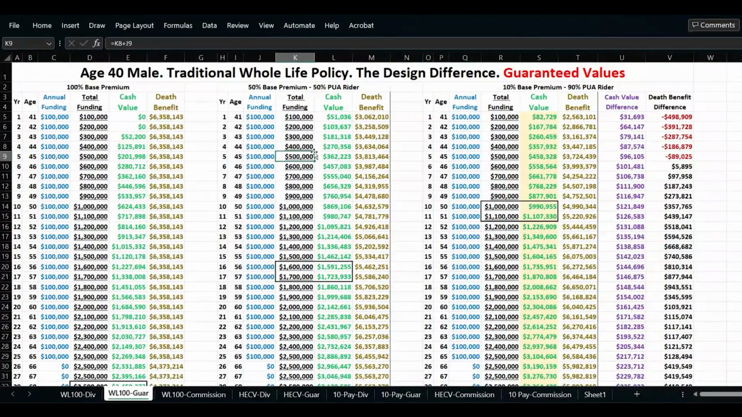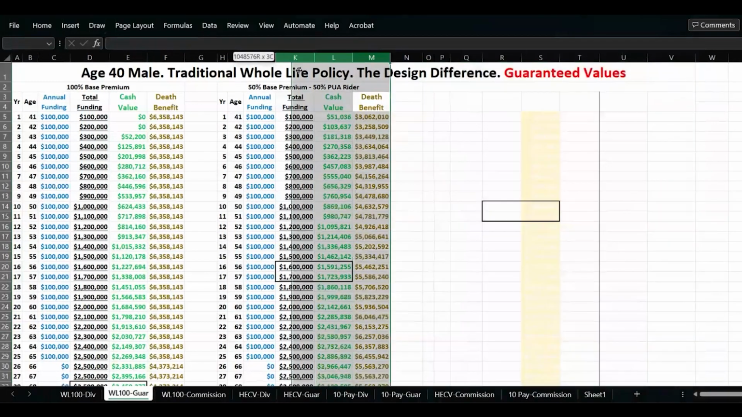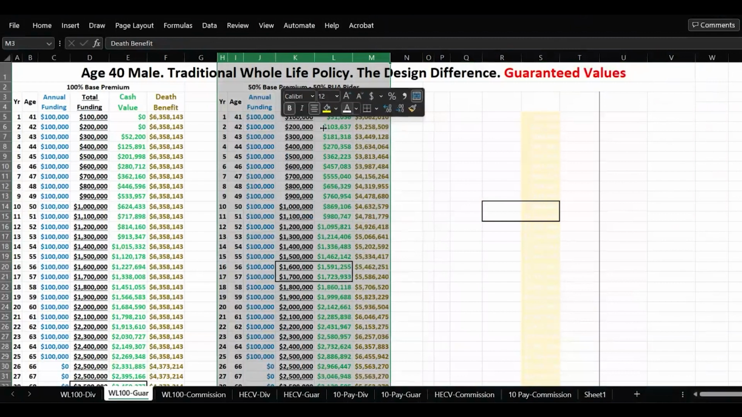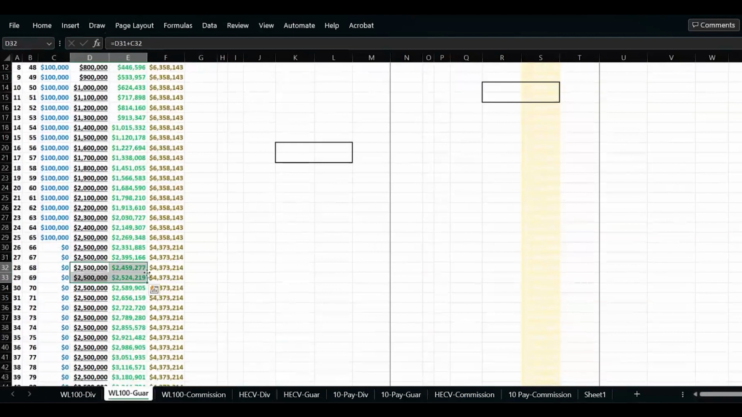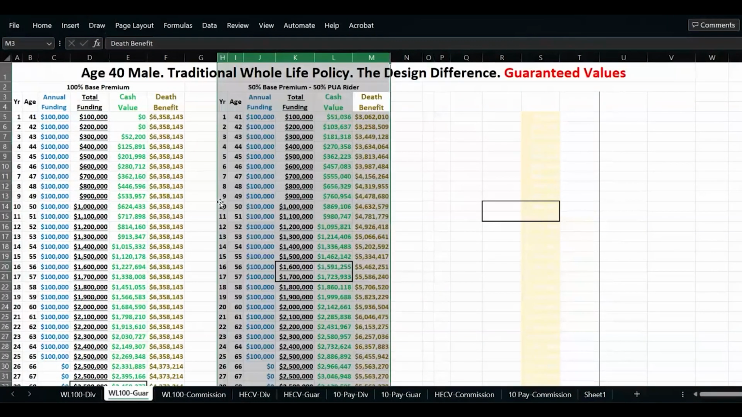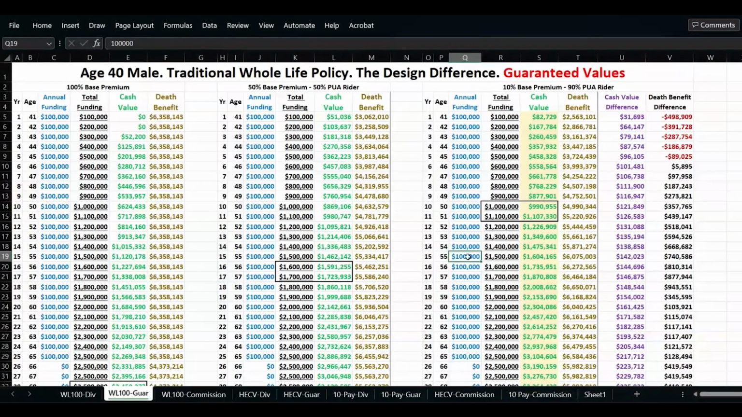But here's the same thing, but based on the guaranteed values. So when we look at the guaranteed values, let's take this one at a time, actually. There we go. Here's your 100% premium on the left. When's your break-even point? You gotta scroll down. 29 years, you're cash positive. That's with a company that's always produced greater values than what's guaranteed, but still, that's a long time. The 50/50 design, break even between 16 and 17. Then we've got the 1090 design.